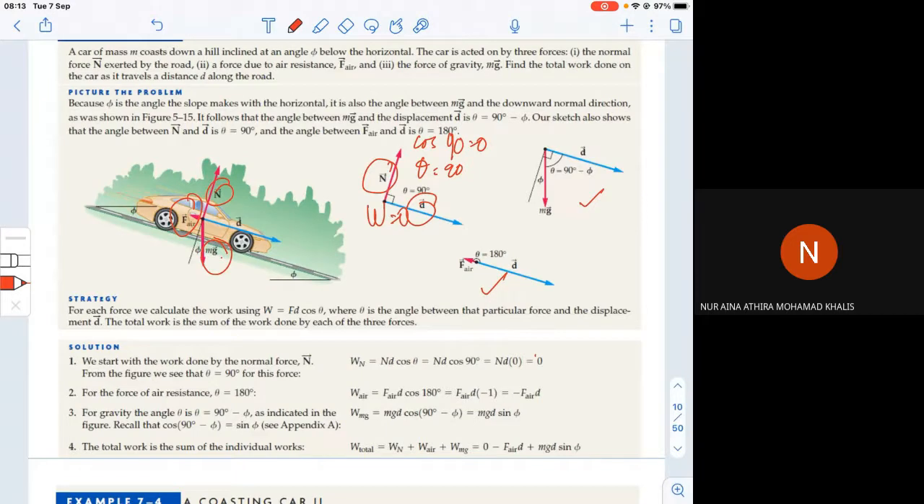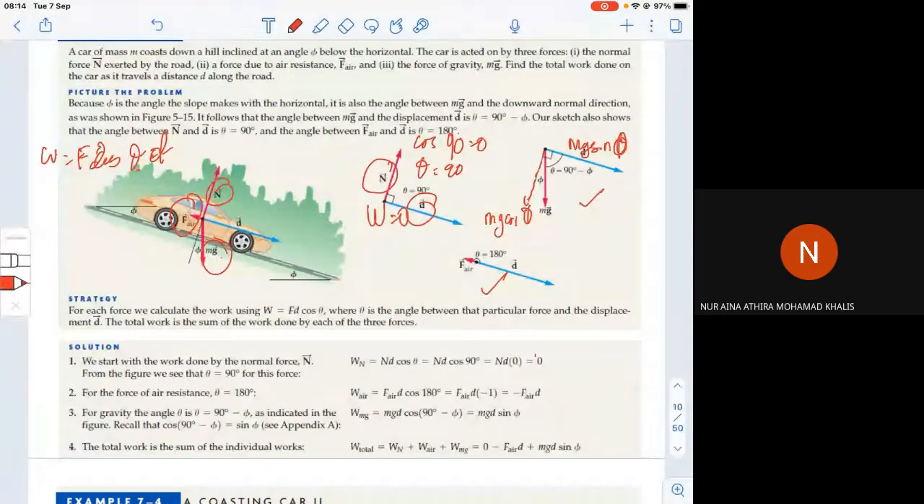So this is mg cos phi and this is mg sine phi. They are using phi instead of theta. It's just a symbol. It doesn't mean anything different. The theta is from our terms, the theta inside W equals F cos theta times d. So the phi is just an angle due to the situation, where this is an inclined plane.